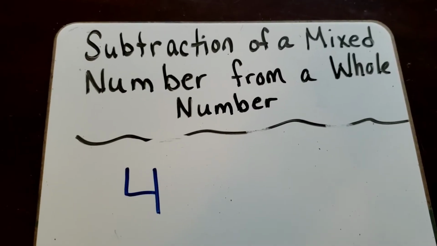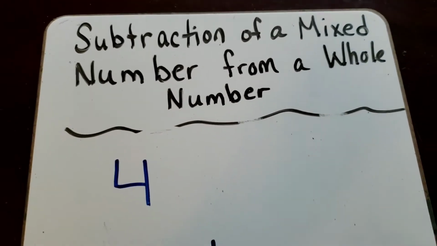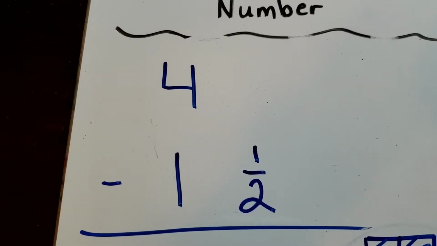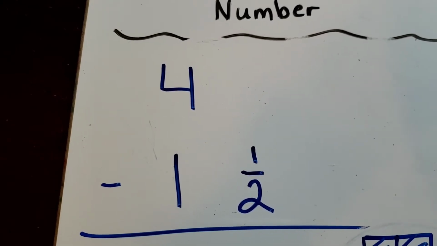Today we're going to subtract a mixed number from a whole number. The problem we're going to work with today is 4 minus 1.5. So we have the whole number 4.